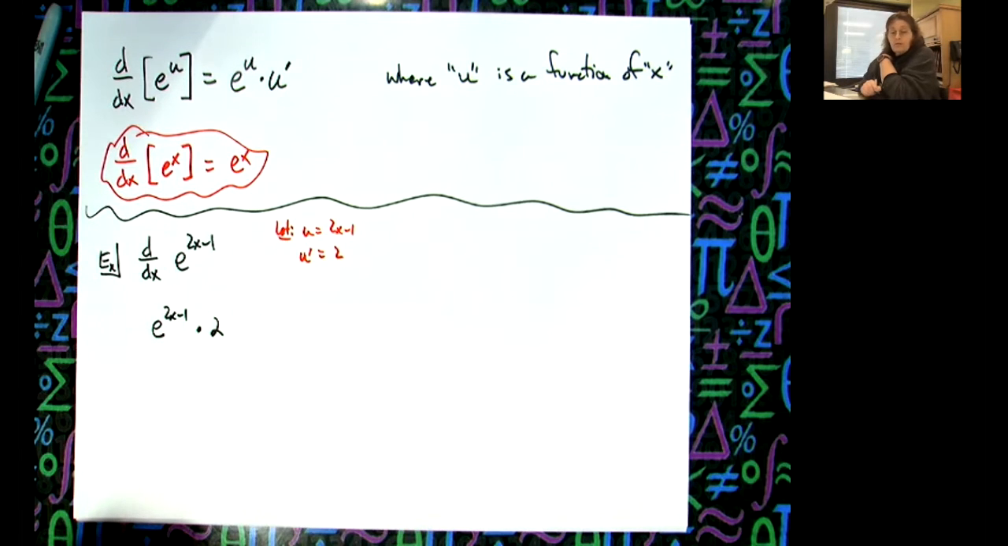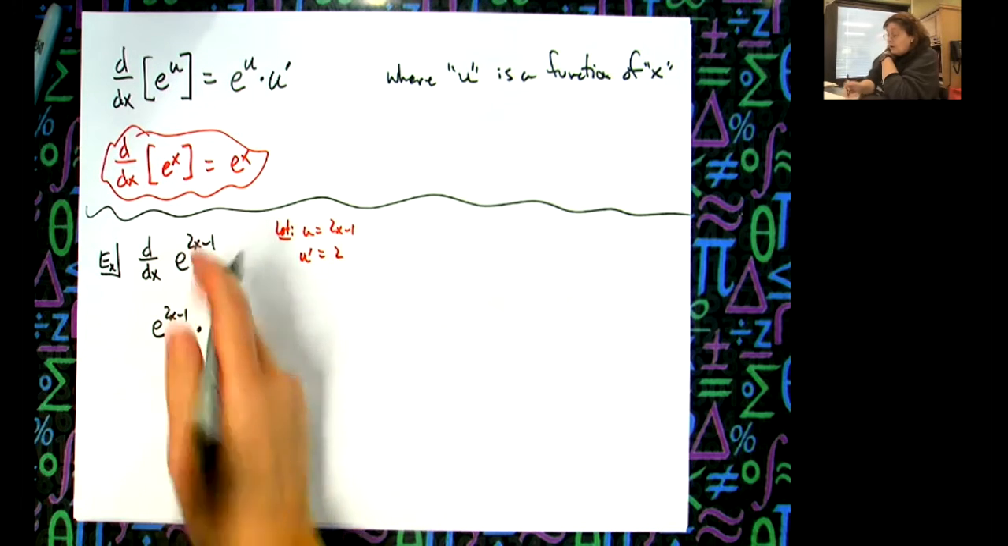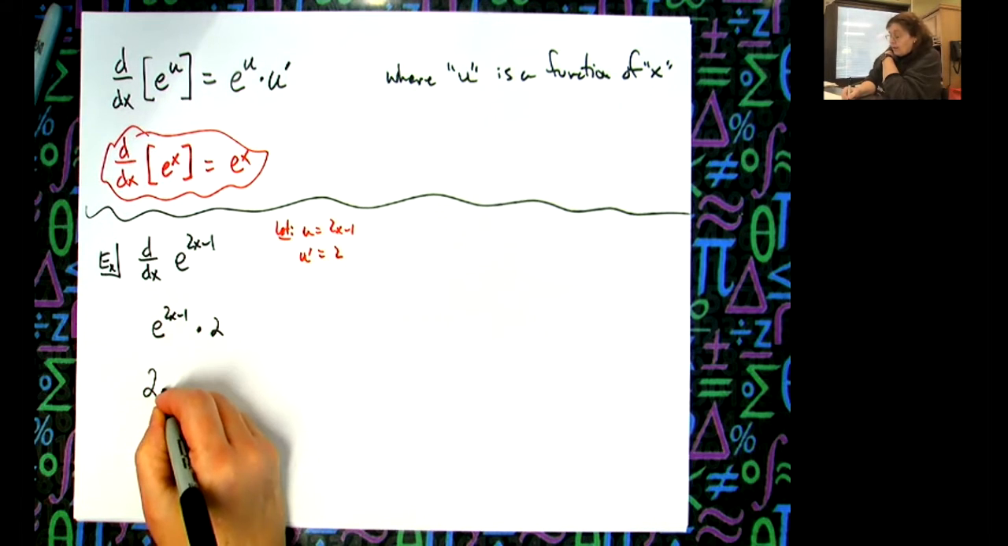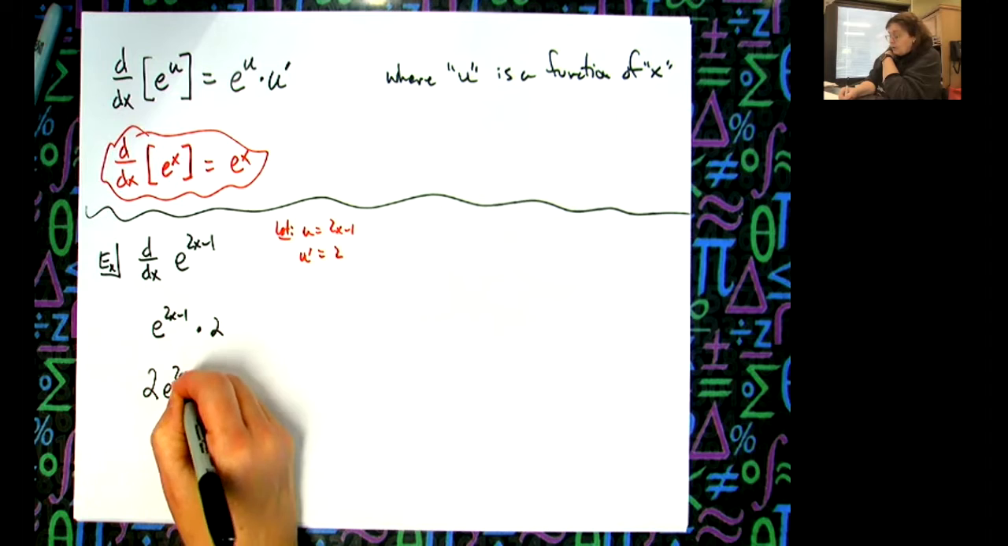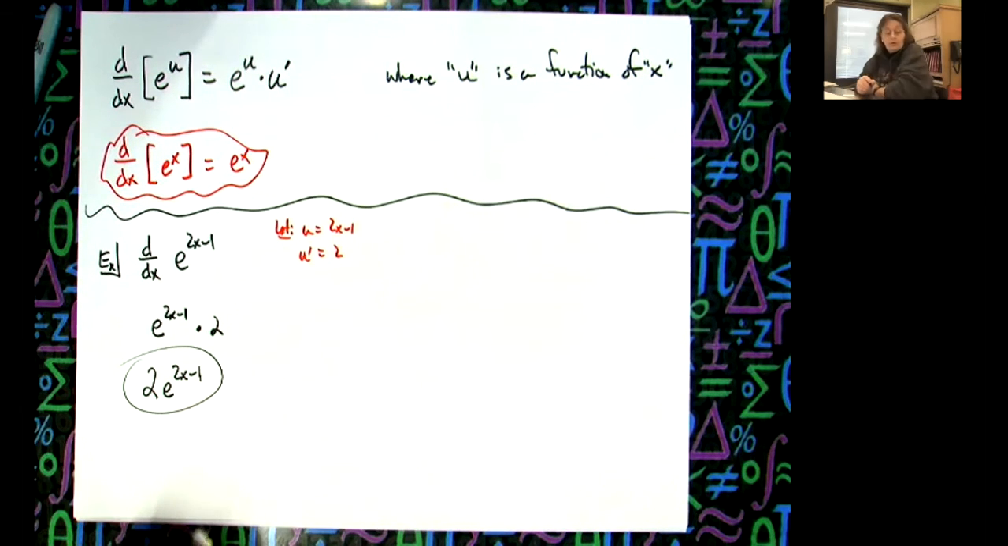Eventually you're going to get to the place where you're not even going to write that step. You're just going to automatically look at that, put the 2 in front, and go e to the 2x minus 1. Straightforward there.